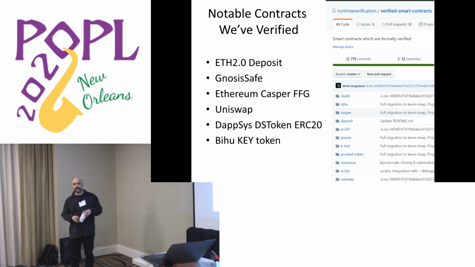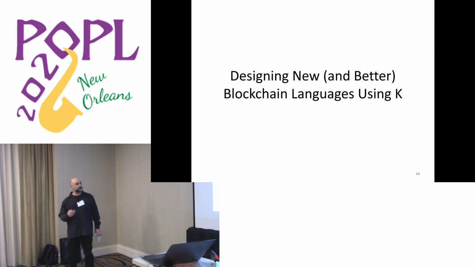And we verified several important smart contracts in the Ethereum blockchain community, like the ETH 2.0 deposit, which allows you to move money or tokens from Ethereum 1 to Ethereum 2, which will come hopefully soon. A multi-signature, this is an exchange, and so on and so forth. So these were like multi-month, man-month efforts, but they only need the semantics.